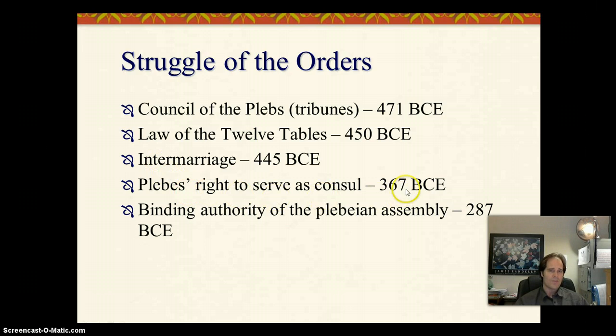By 367 BCE, we have the first example of a plebeian who enters the cursus honorum from that on-ramp that you saw earlier. Well, now it's possible for a plebeian to actually aspire as high as the level of consul, and that becomes a major breakthrough. And then finally in 287 BCE, these are just a handful of examples, it becomes possible for the plebeian assembly to no longer just pass laws for the plebes themselves, but for all of Roman society.